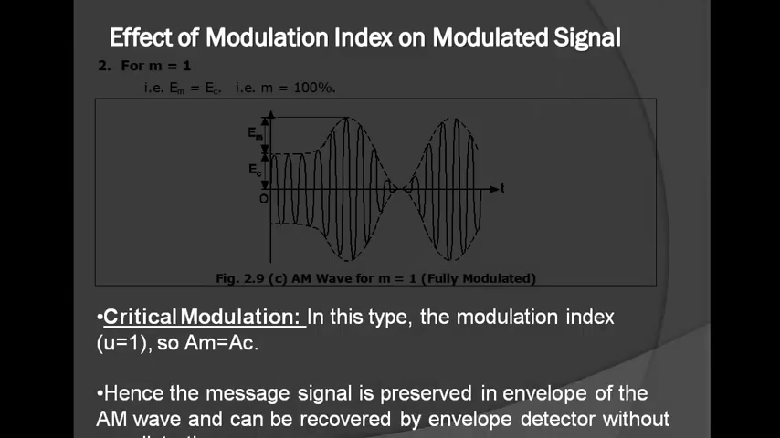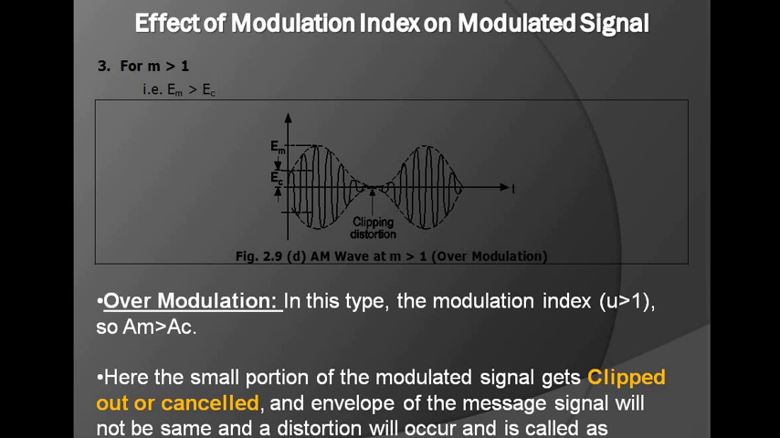Whereas in critical modulation, mu is equal to 1, where the amplitudes of your message as well as the carrier are the same. Here also the envelope is preserved, your message signal is preserved in the envelope, and it can be easily recovered by using an envelope detector at the receiver side without any distortions.